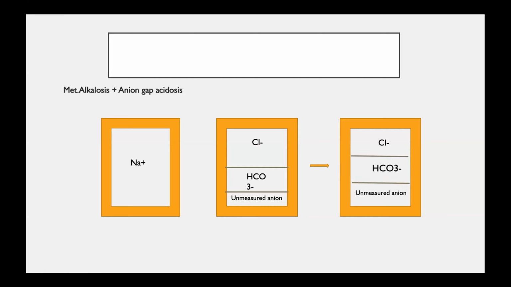In metabolic alkalosis with anion gap acidosis, what will happen? You can see bicarb goes up, and unmeasured anion also goes up, right? There's an acidosis and there's a metabolic alkalosis. That's the problem. So the patient's pH may be closer to normal, but it is not the correct picture. We might think the pH is not much off, but definitely we have to look at the anion gap and the bicarb level to see if it's a normal compensation or a problematic mixed disorder, right?